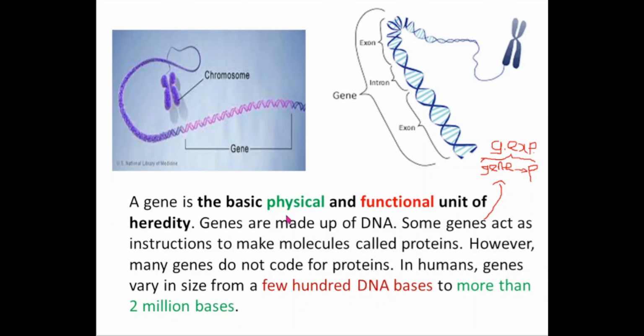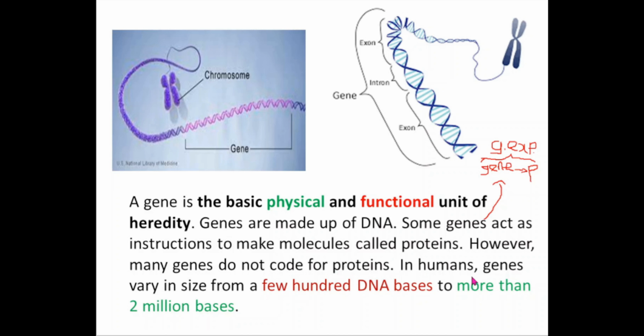A gene is the basic physical and functional unit of heredity. Genes are made up of DNA. Some genes act as instructions to make molecules called proteins. Some of the proteins within our body are made from genes. However, we call this gene expression. However, many genes do not code for proteins.